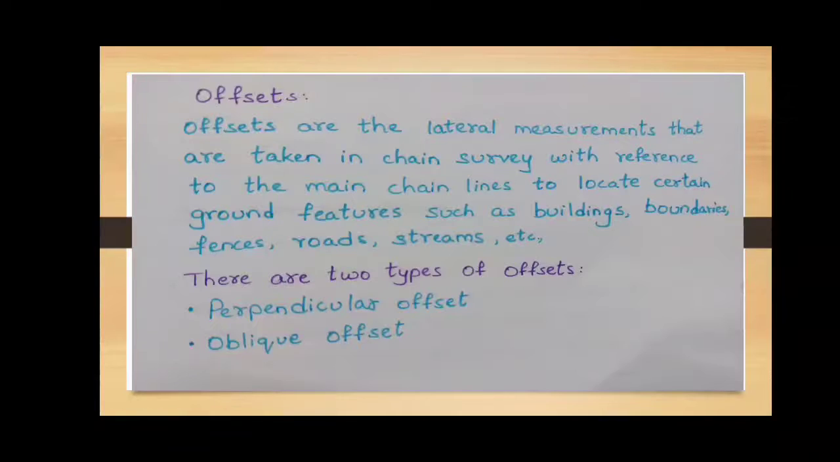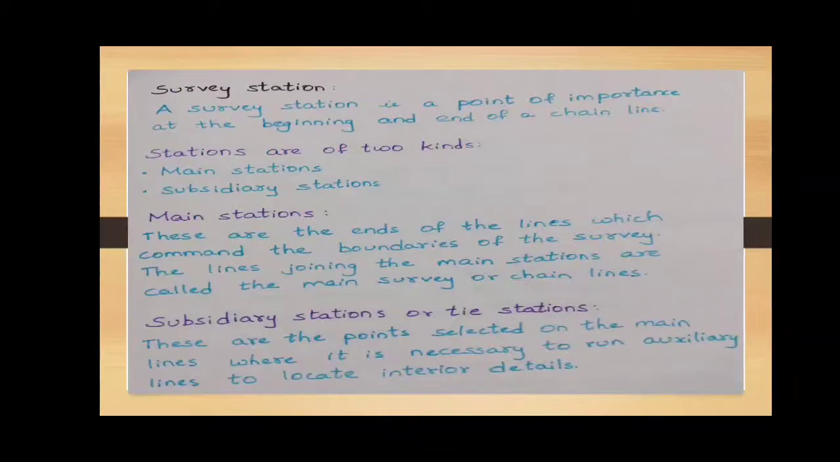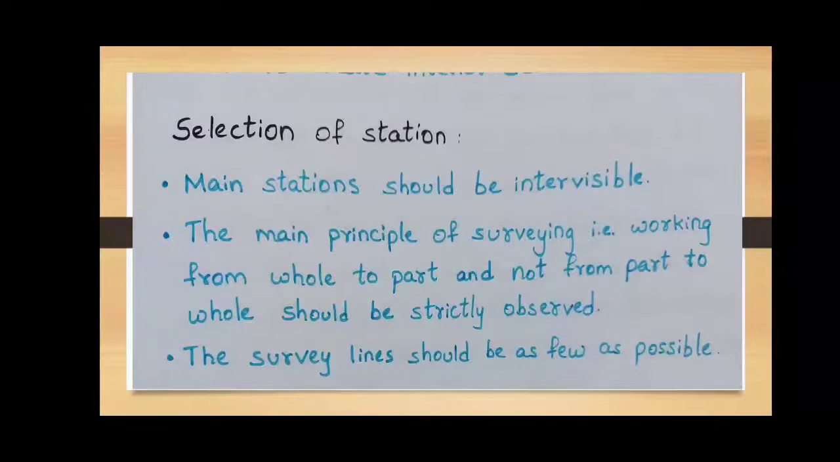Next, coming to stations. Stations are nothing but the points that are marked at the starting and the ending of a survey line. Those are called survey stations. And there are 2 types of stations: main station and subsidiary station. Now let's move into selection of station. These are the points to remember.